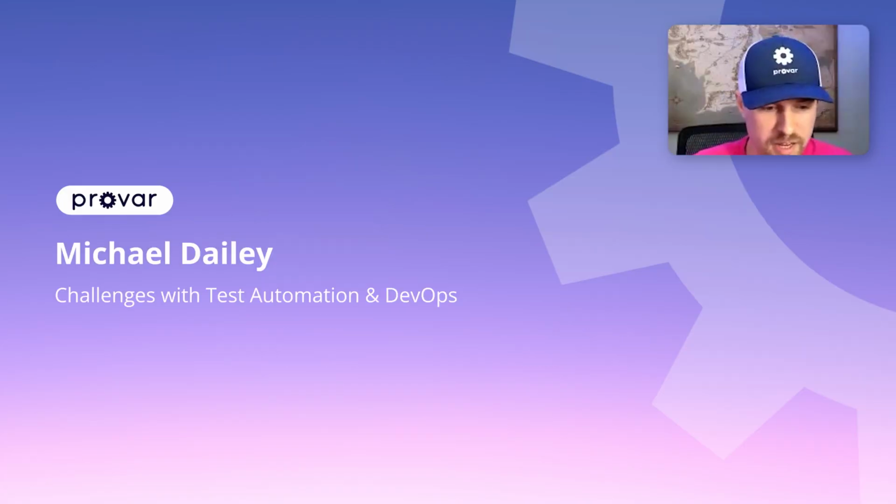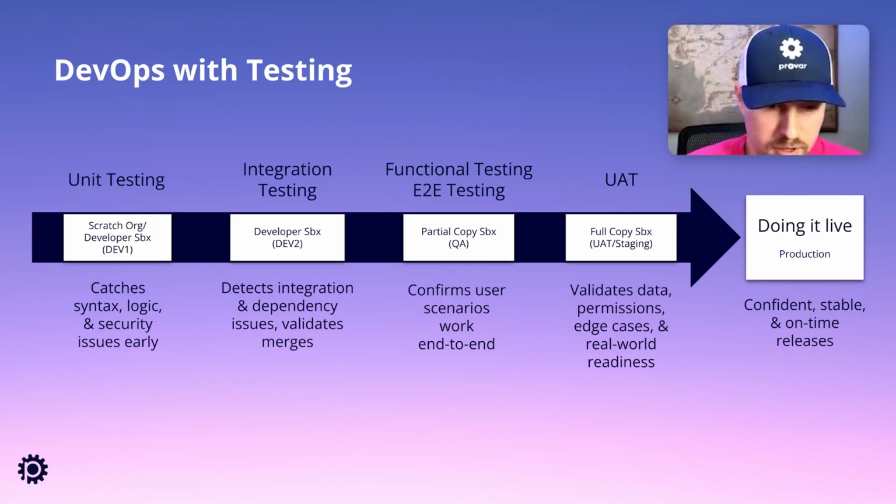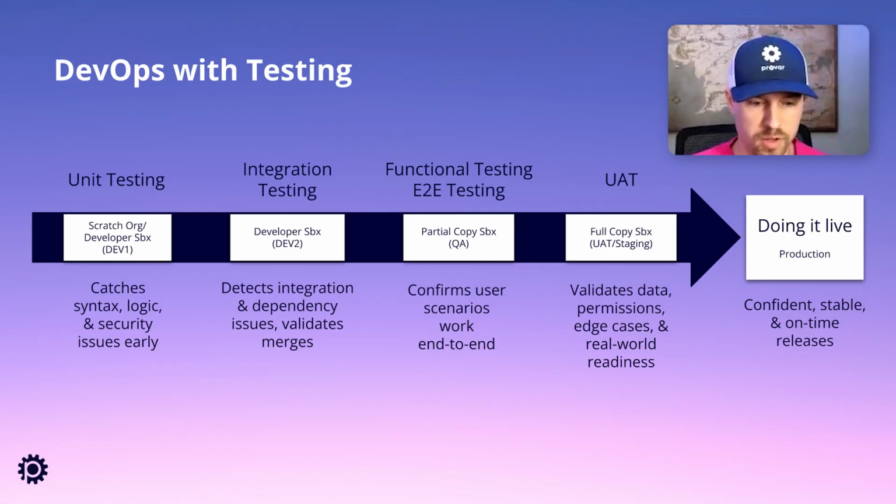All right. So I'll be getting things kicked off with talking through the challenges with test automation and DevOps. This is a preview of what I'll be showing when we talk through the demo, but this is a typical release cycle or pipeline, if you can imagine it that way. This is DevOps with testing. This is the state that each of these environments would be in.